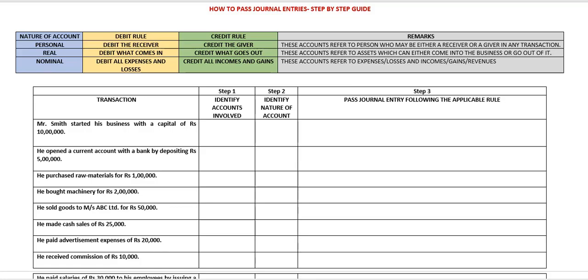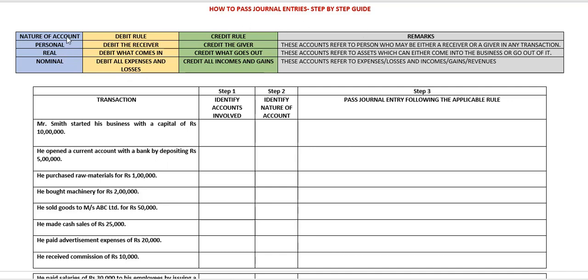Hello there, this is in continuation to our previous videos on journal entries. So in this video we have some transactions with us so that we can apply those rules and see how those rules are applied while passing journal entries. Before we move on to transactions and pass the journal entries, I would like to recall what we have studied so far. So today's topic being how to pass journal entries, step-by-step guide.